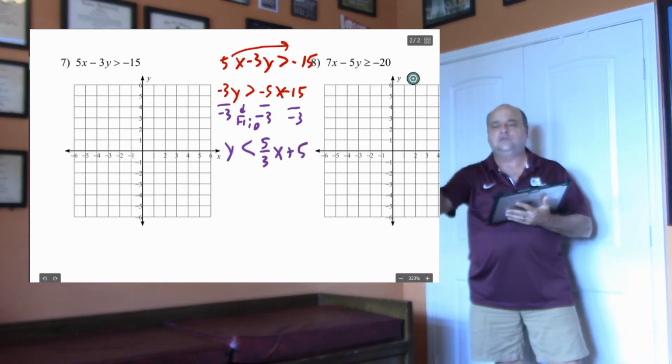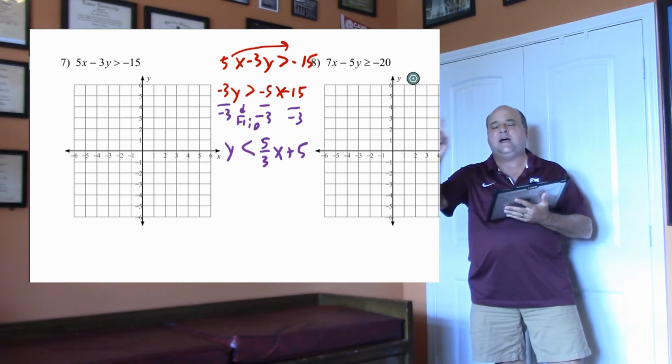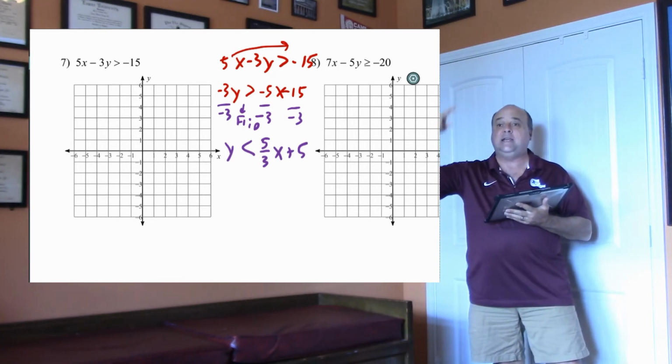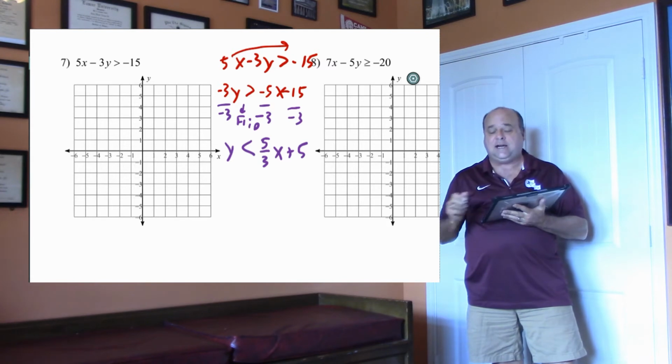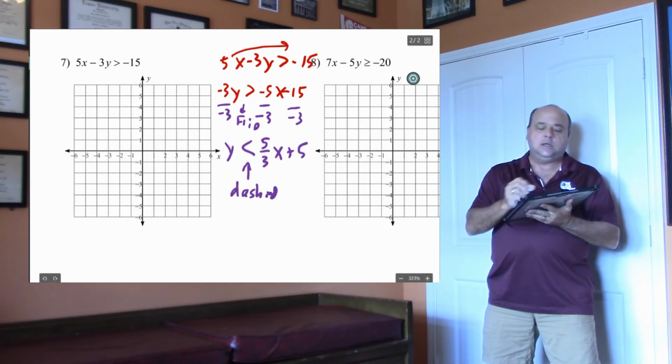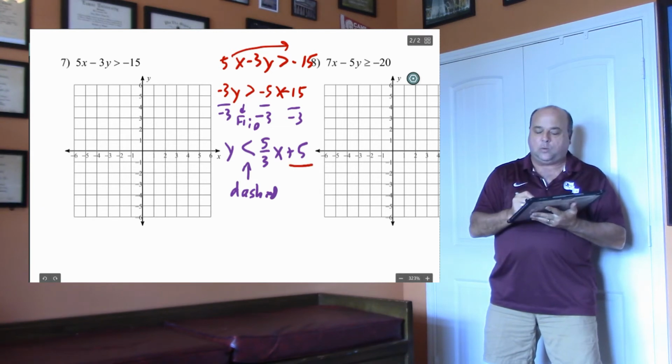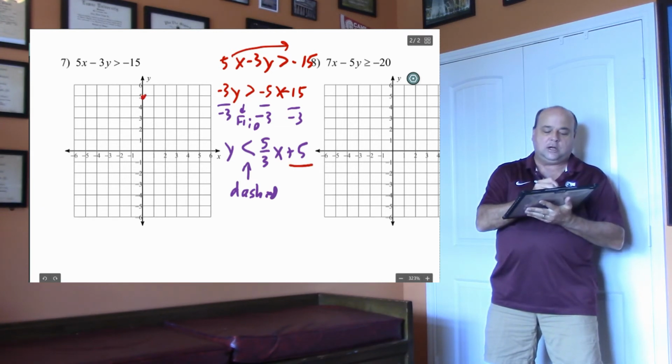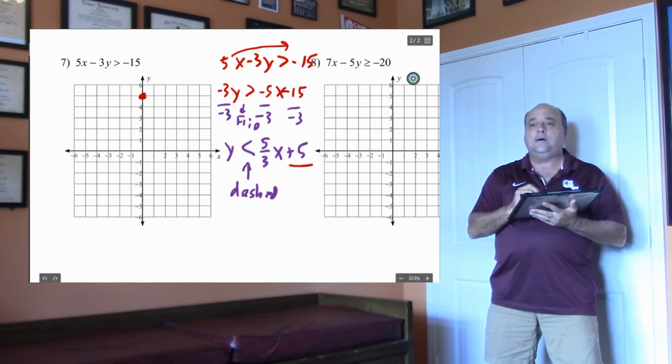So this line goes to the y-axis at 5, it goes up 5, right 3, and we will shade down, and the line will be dashed. Since there's no equal bar here, it's going to be dashed. Now then, let's graph the line. So our y-intercept is 5, which is our starting number. And then we need to go up 5, right 3.